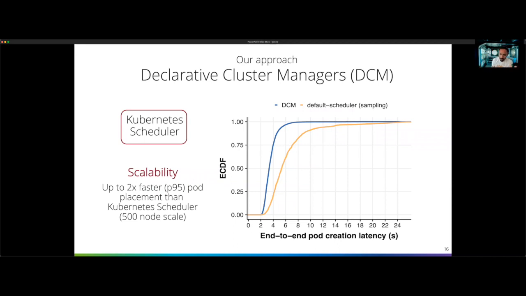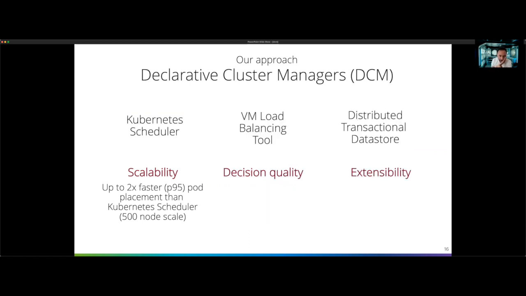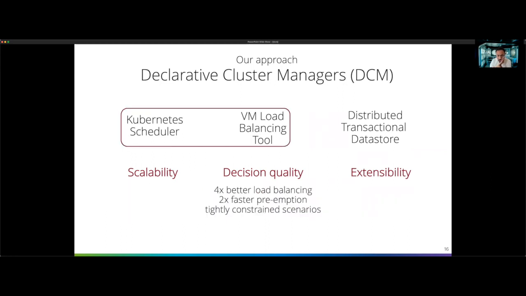And since the paper at OSDI last year, DCM has become 3 times faster. So we're now going to run some more experiments to compare it against the default scheduler again. For decision quality, by virtue of using a constraint solver under the covers, this translates into better decisions, which mean things like better load balancing, faster preemption, or even finding solutions at all, especially in scenarios where you have fairly tightly constrained packings.